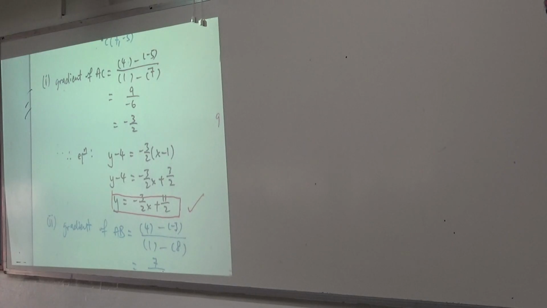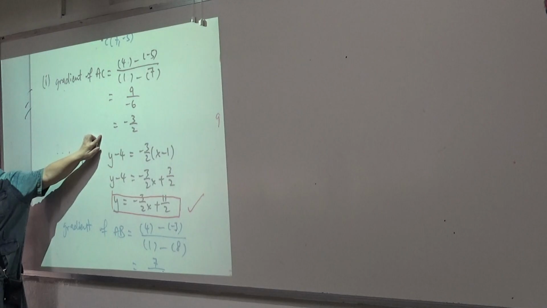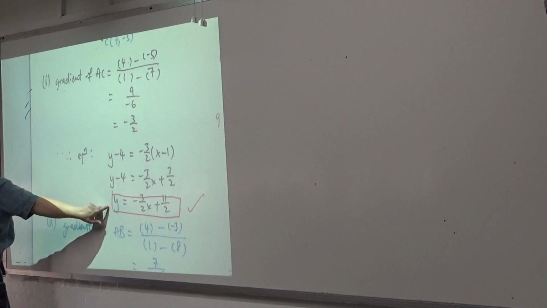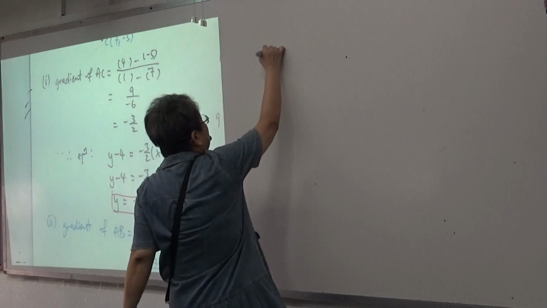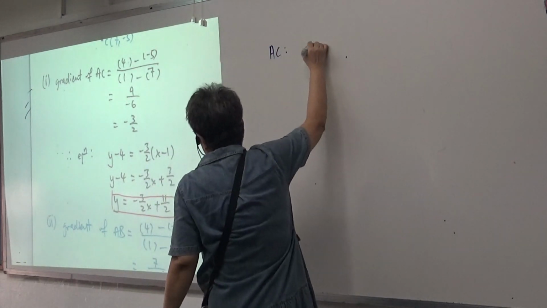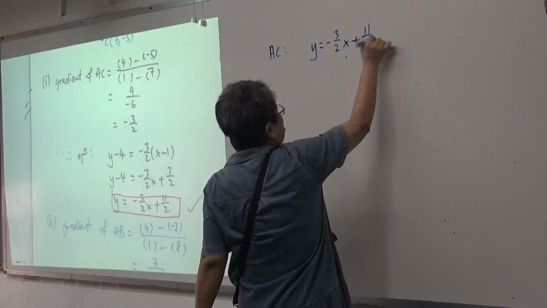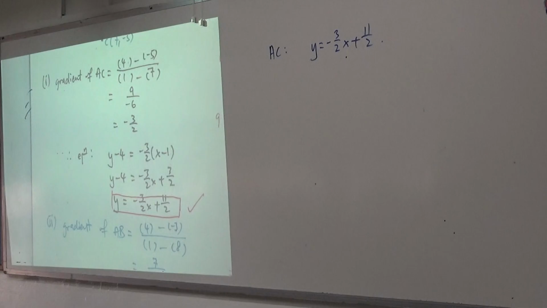Okay, now. Gradient of AC, you find the gradient. Stop shaking, look up. Now, so with the gradient, then I plug in, this is the equation of AC. Can see it now? So I'm going to write down now. AC, the equation is y equals negative 3 over 2 x plus 11 over 2. Everybody okay? Yeah, now, first part.